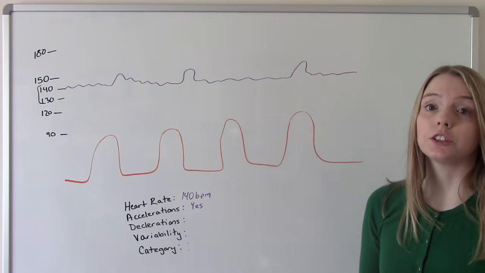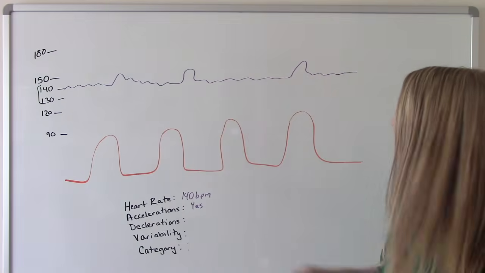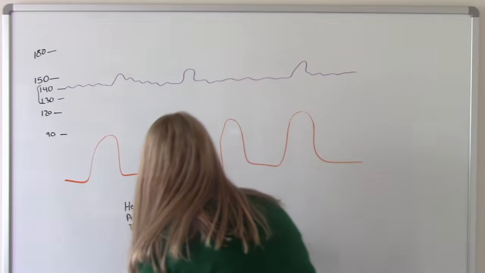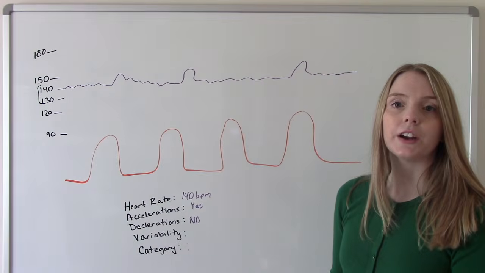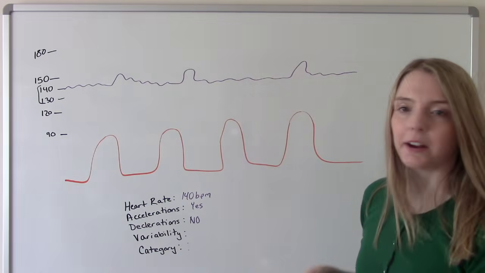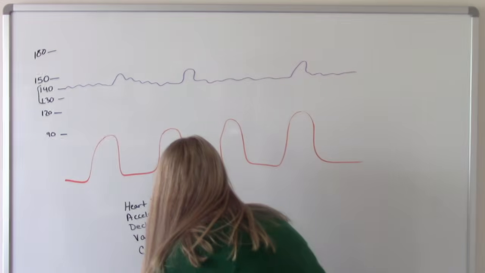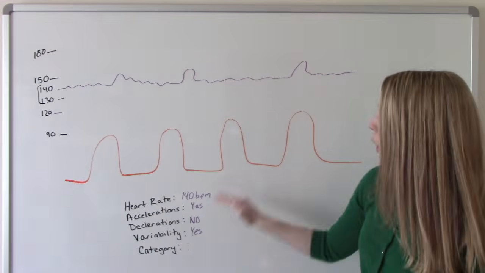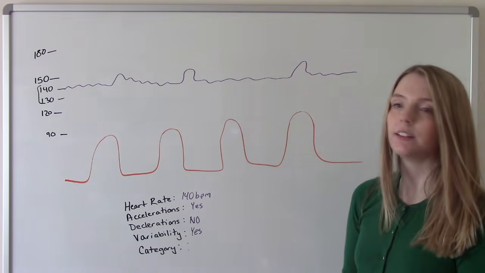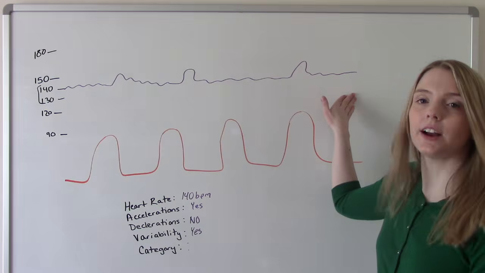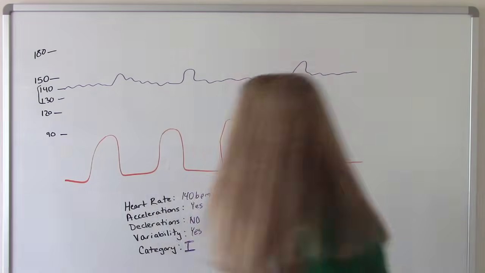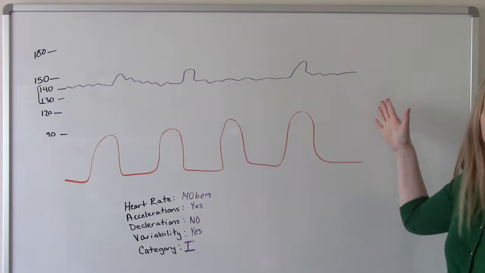Any decelerations present? So drops from the baseline? No, doesn't look like it. What's the variability here? This is a moderate variability. Look at all this squiggleness, right? So variability, yes. And then knowing all this information, what is our category? Our 1, 2, or 3? This is a 1. This is really good. So baby is happy and good and normal and nothing funky is going on here. This is a really good reading.